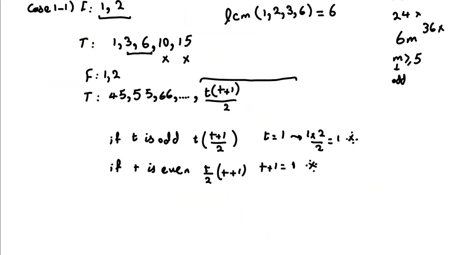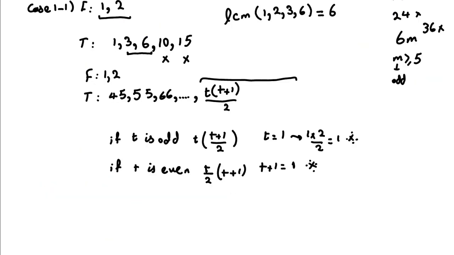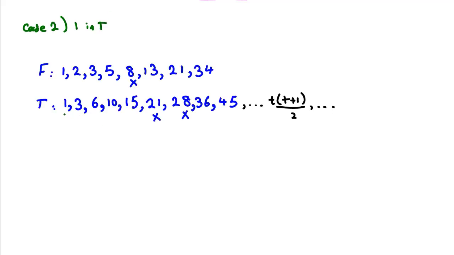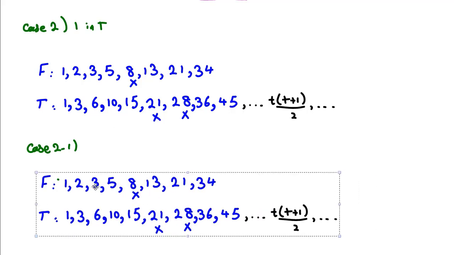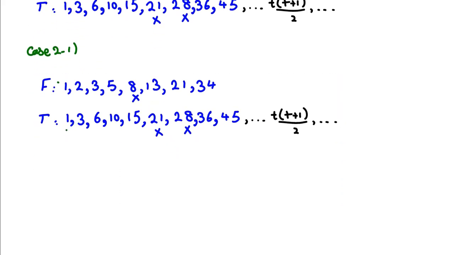Case 1 was what? That we use one that is in F. Now we want to use one that is in T. So if we do that, let's consider case 2, 1 in T. So here again you can select 1, 3, 1, 3, 6, 1, 3, 10, 1, 3, 15. So case 2, 1. If we select here 1, 2 only, 1, 3 only.